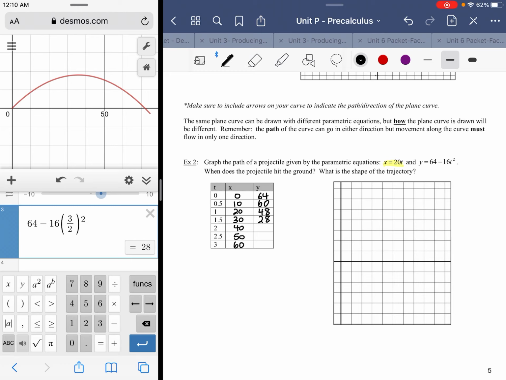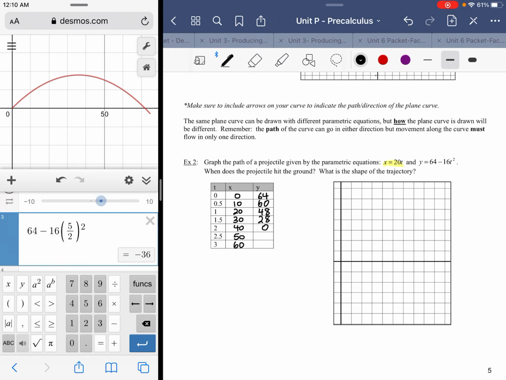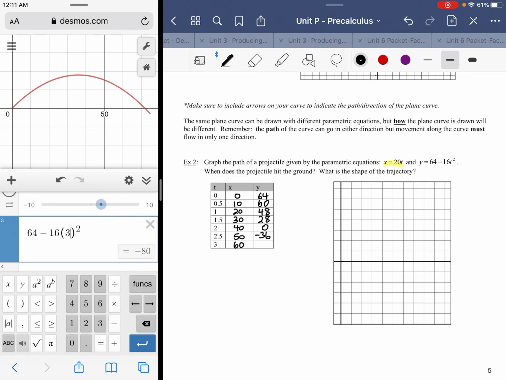All right, next one would be, it looks like 0. 2 squared is 4. 64 minus 64 is 0. And 2.5, well, I already typed it in the one time, so I might as well just make that a 5, so negative 36. And then a 3. We're looking at negative 80. All right, it gave us these particular values to plot, so we do have to plot them all.